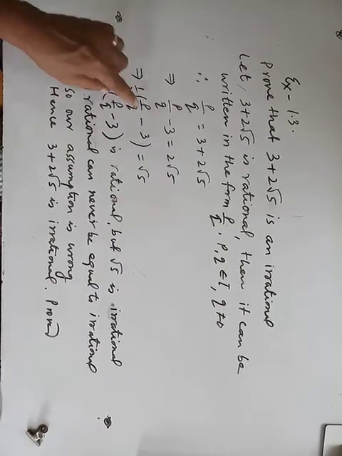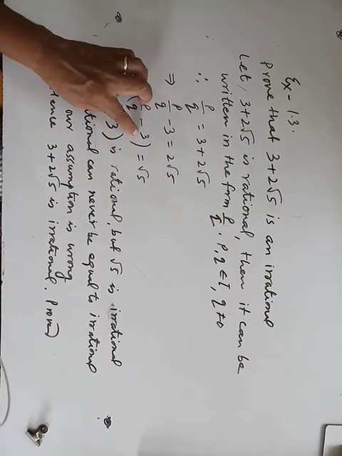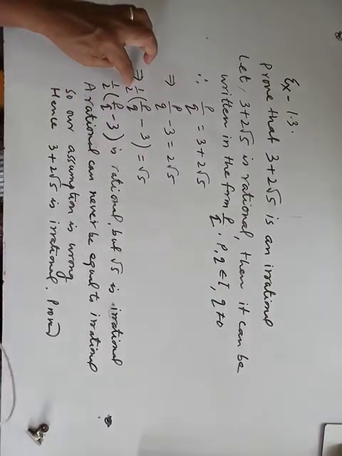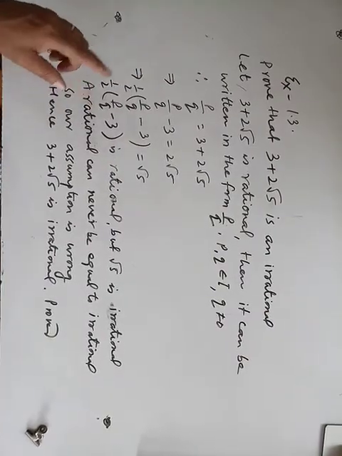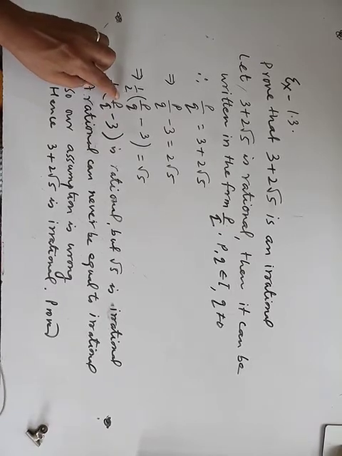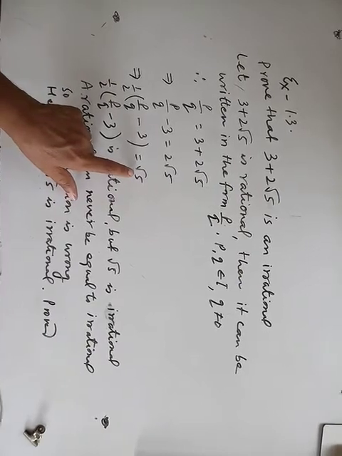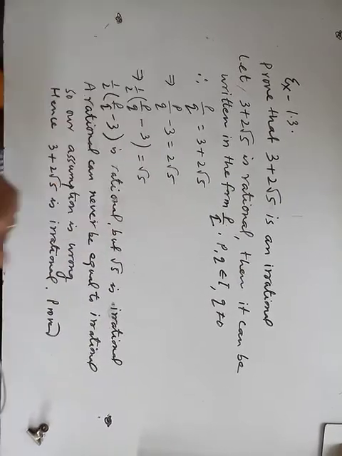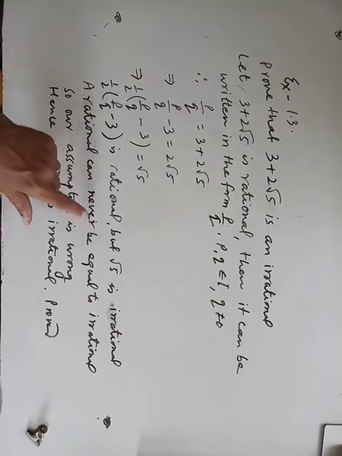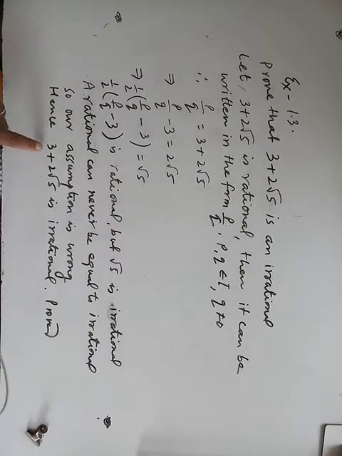Here, the right side is irrational, while on the left 3 is rational and 1 by 2 is rational. So the whole left hand side is rational. So 1 by 2 in the bracket p by q minus 3 is rational. But you know root 5 is irrational. An irrational can never be equal to a rational. So our assumption is wrong. Hence 3 plus 2 root 5 is irrational. This is proved. In the same way, the others we can prove.